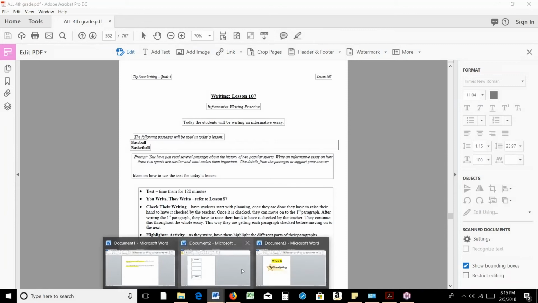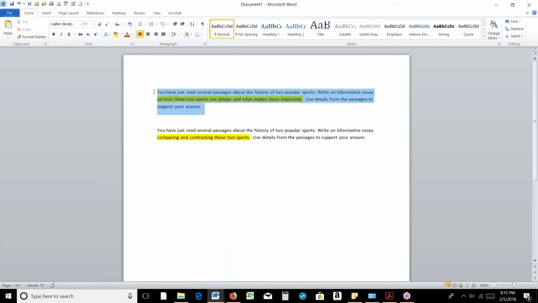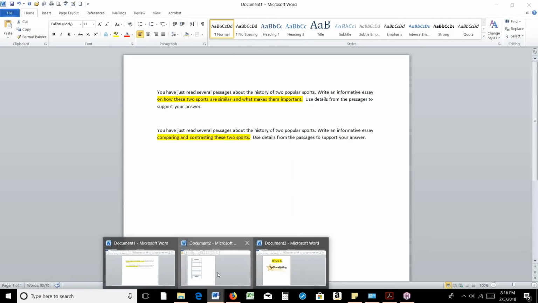So let's say we're looking at either this prompt I just read to you, write an informative essay on how these 2 sports are similar and what makes them important, or the prompt rewritten a little differently. You have just read several passages about the history of 2 popular sports. Write an informative essay comparing and contrasting these 2 sports. With either of these, it's still not just saying, write an informative essay about baseball or write an informative essay about basketball. It's asking them to do 2 things. The first one is saying tell how they're similar and important. And the second prompt example is asking for comparing and contrasting. Let me show you all they need to do.